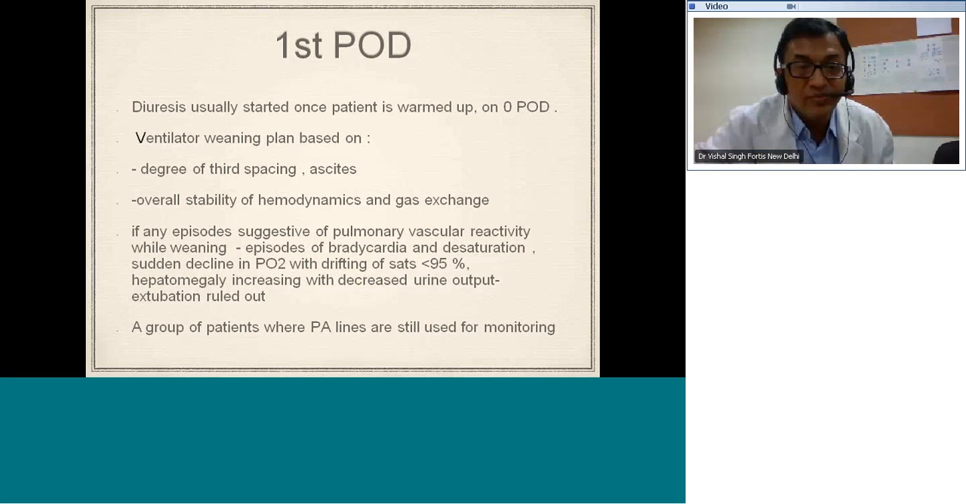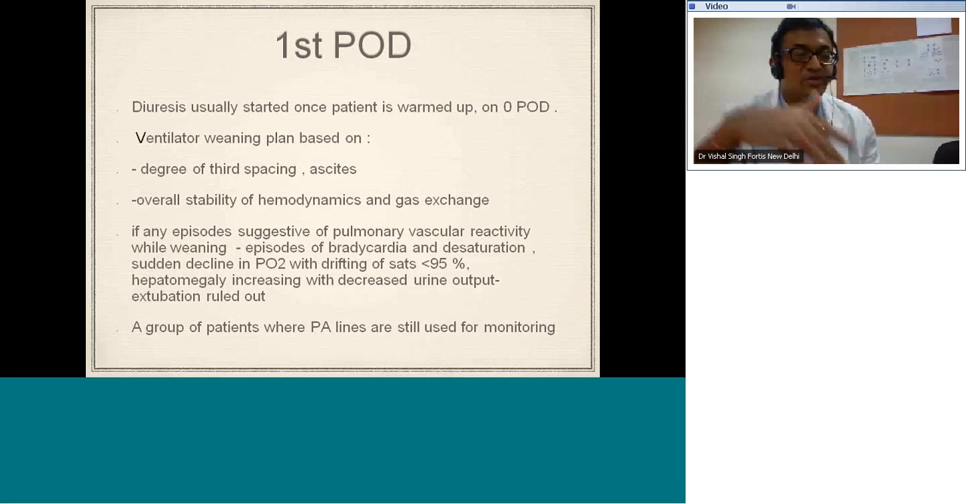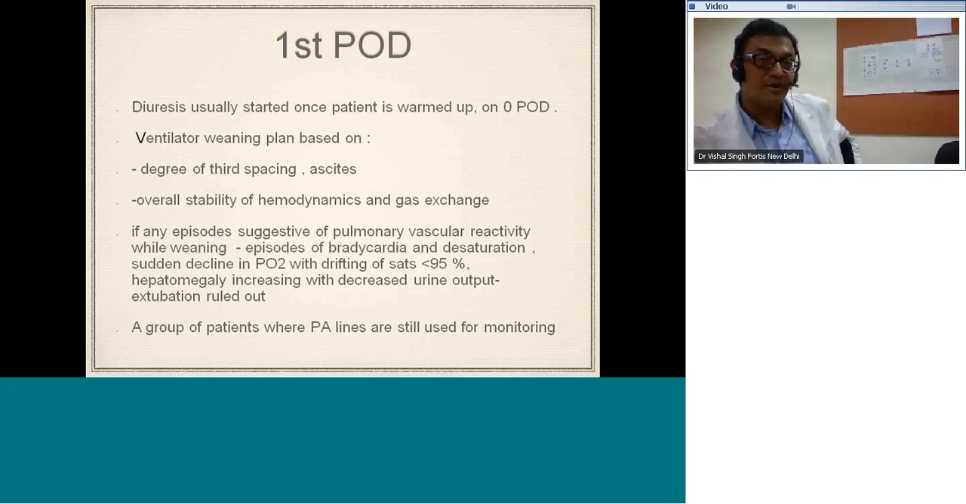Always plan a weaning based on the level of third spacing. If there is no third spacing and good blood gas exchange, as we have already mentioned in the criteria for extubation, go ahead. But if your patient is swollen, if your gas exchange is not optimal, your platelets are on a declining trend, never extubate an AV canal, you'll suffer.